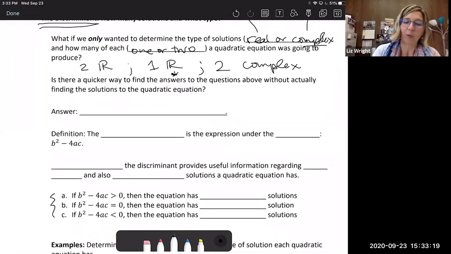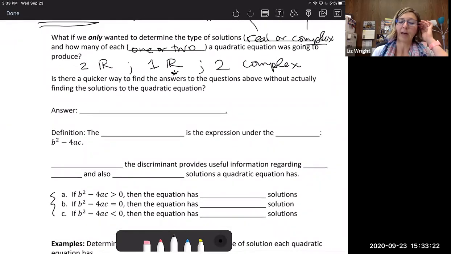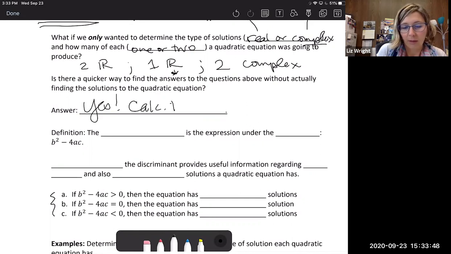So is there a quicker way to find the answers to the questions above without actually having to do the full and complete quadratic equation? And the answer to that is yes. So here's where the discriminant is helpful. So if we're only asked to find how many solutions this quadratic equation has, and what type, all we have to do is calculate the discriminant. So it speeds up our process quite a bit. So yes, calculate the discriminant.